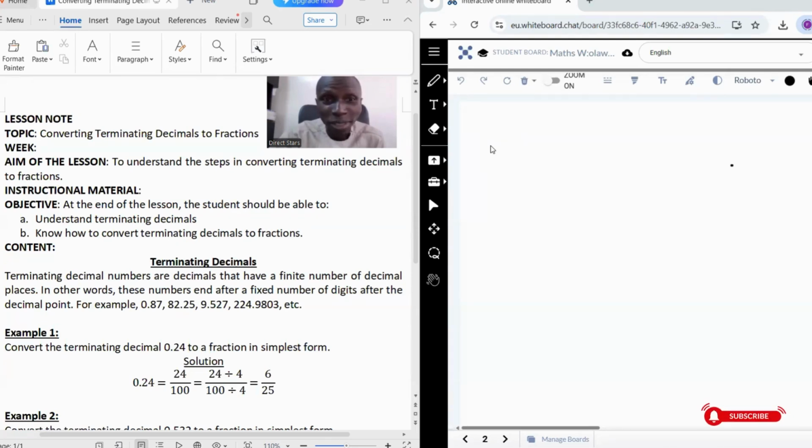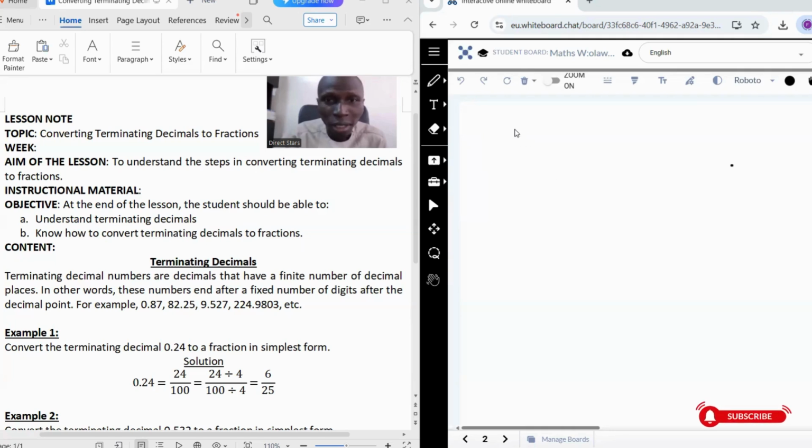So the first thing that we're going to look at here is the definition of a terminating decimal. What do you understand by terminating decimal? Terminating decimal numbers are numbers that have a finite number of decimal places. In other words, these numbers end after a fixed number of digits after the decimal point.